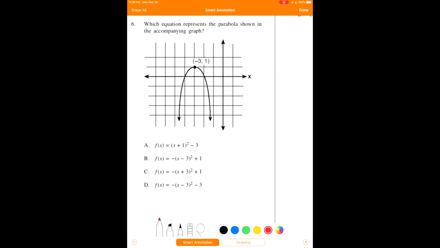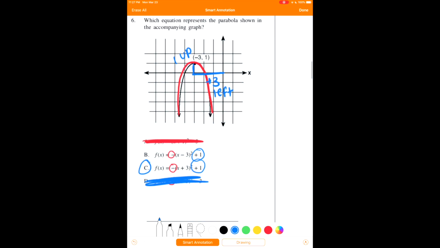Which equation represents the parabola shown in the accompanying graph? So this is a frowning face. So I know I need a negative coefficient in front. So I'm going to get rid of choice A. And then if I look at my shifting, I shifted 3 units to the left and 1 unit up. So I know I'm going to be adding 1 to go up 1. And then remember, it's reverse signs when I'm changing the x coordinate. So I'm going to the left 3 units, so I'm going to be adding 3 to the x. So that's why my answer is choice C.